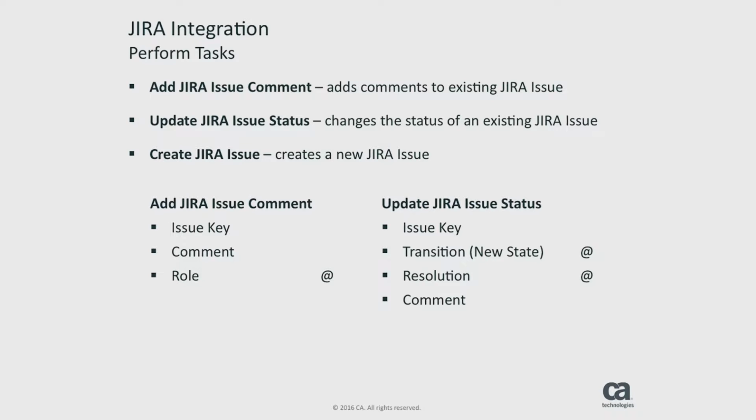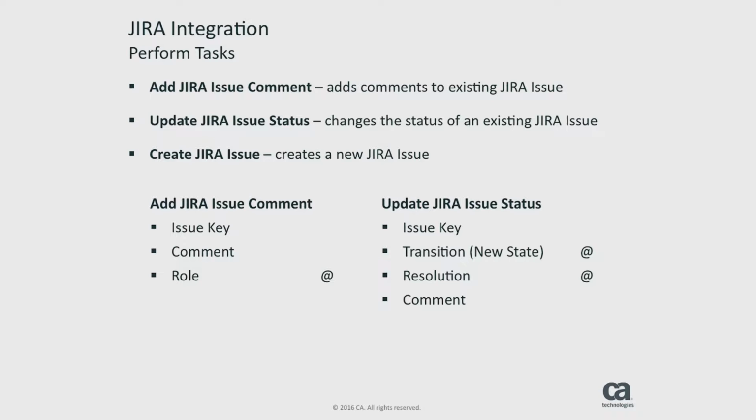With JIRA, you can actually perform three different tasks. One of them is you can add comments to the issue. You can update a status, which is changing the status from whatever it was to the next status, in progress or done. So they have three statuses: to do, in progress, and done. And then you can also create a JIRA issue.